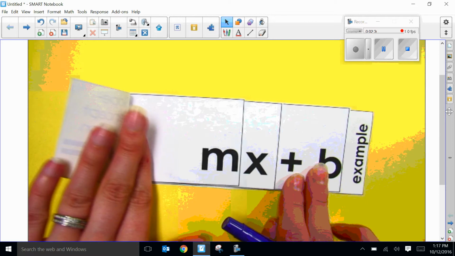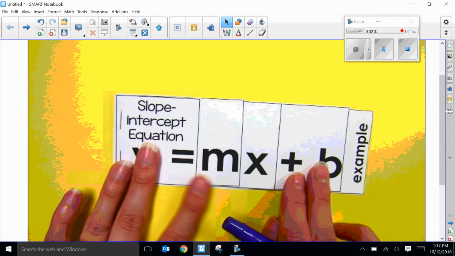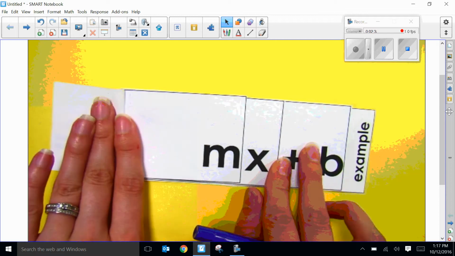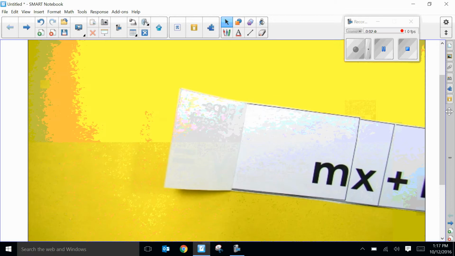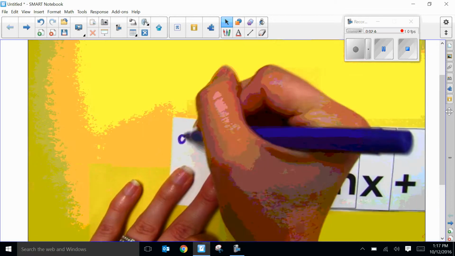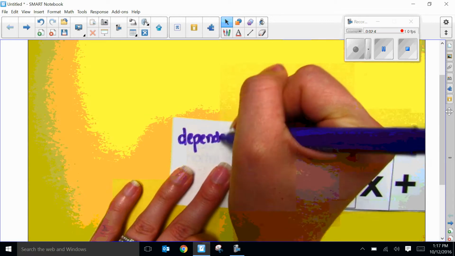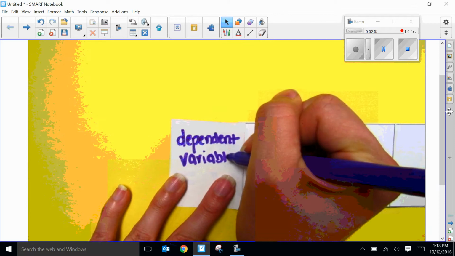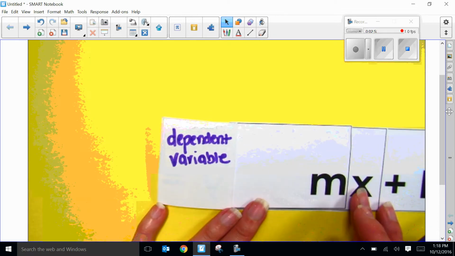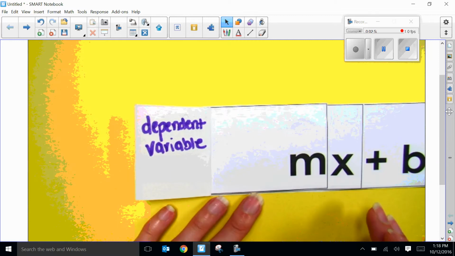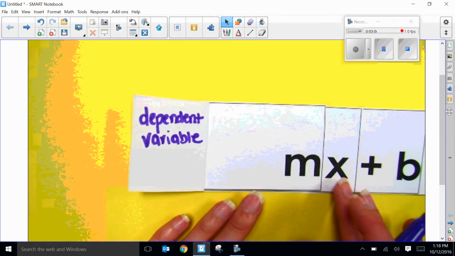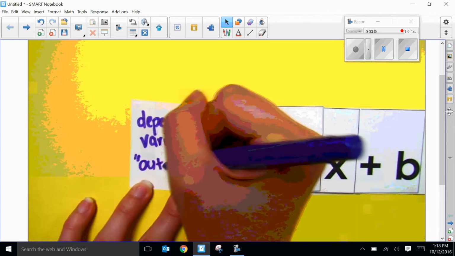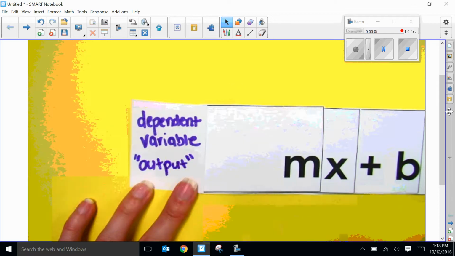Okay, so if you open up, we're just going to take each piece to recognize what each piece is. So first I have y. Okay, and y is my dependent variable. We've already talked about this a little bit when we were doing direct variation. We have to know what depends on the other thing. Okay, so what is the thing that is actually changing? What would go on your y-axis? This is called my dependent variable. It's my output as well. Okay, so you may recognize that term from input and output tables.